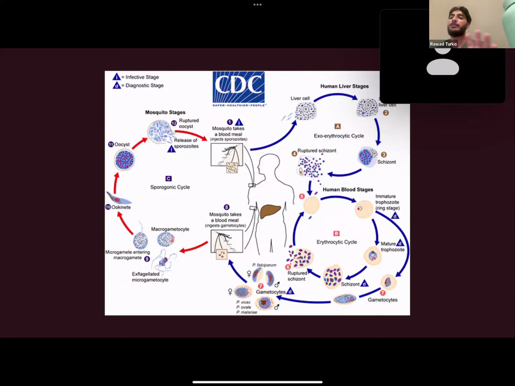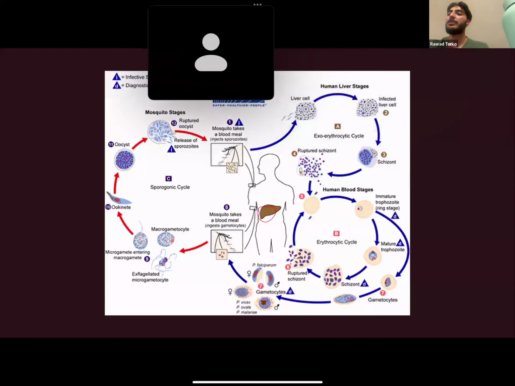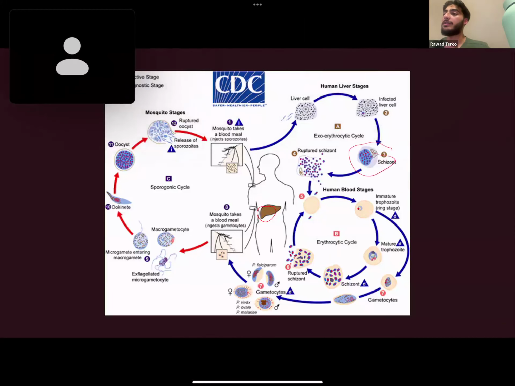So the mosquito is gonna take a blood meal and it's gonna inject the sporozoites inside of the person, okay? First place that these sporozoites are gonna go is the liver. Once they go to the liver, they're going to basically invade the liver. They're gonna start going into liver cells, into the hepatocytes, and they're gonna form these things called schizonts.